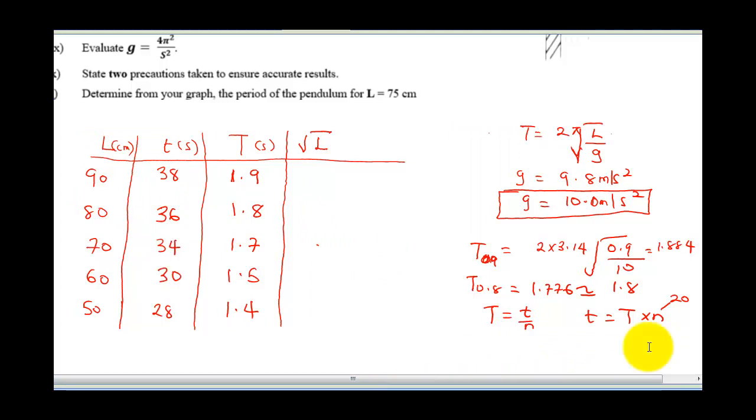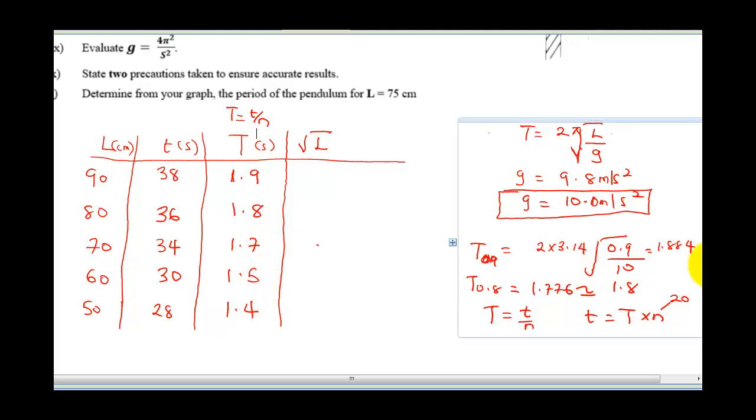So now you can see, without performing the experiment, I've gotten my small t, which means if I was reading my time when the bulb was swinging up and down, I would have gotten 38, 36, 34, 30, and 28. And also, I would have been able to evaluate my T is equal to t over n, which would have divided the 20 oscillations to get 1.9, 1.8, 1.7, 1.5, and 1.4.